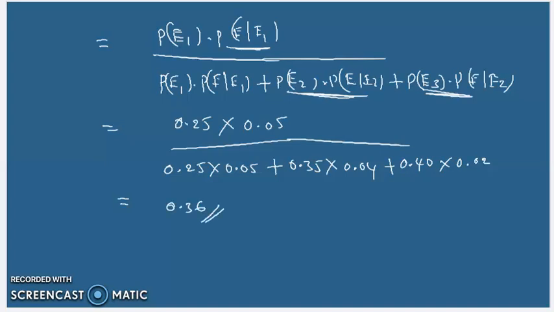Okay, on simplifying we get the answer 0.36. This is the probability that the chosen defective bolt was manufactured by machine A. Similarly, second problem, it was manufactured by B or C, means we are going to find P of E2 by E plus P of E3 by E.